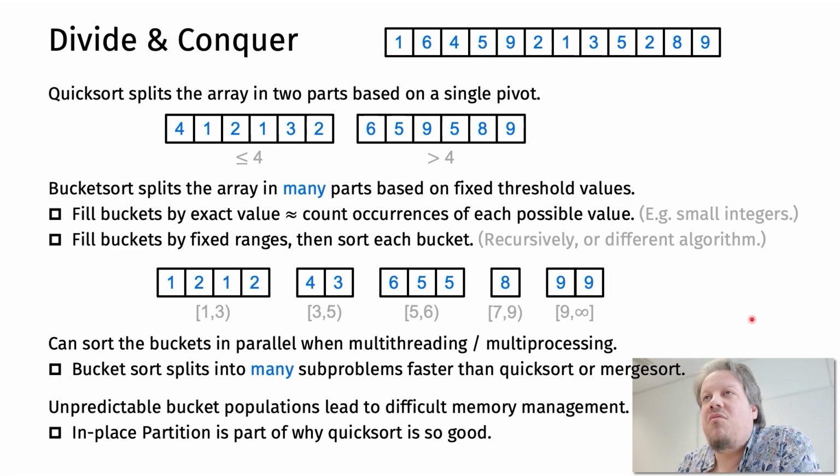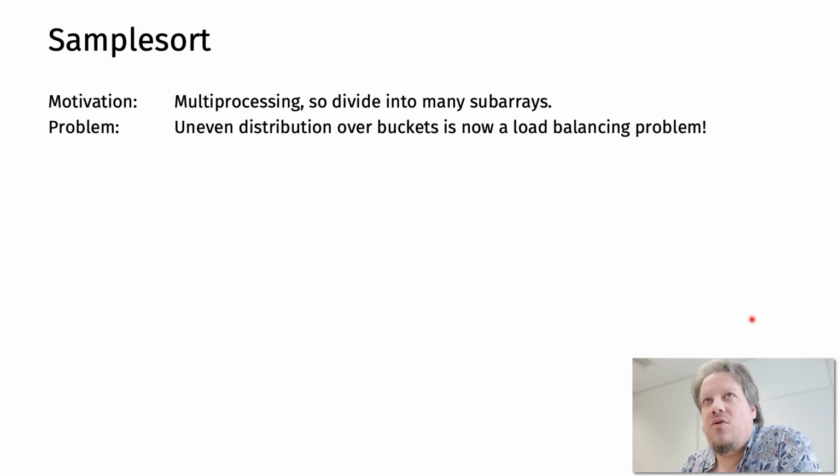This even becomes a memory management problem. One of the things that makes quicksort so good is that partitioning on a single pivot lets us put the small ones to the left and the large ones to the right and have the entire thing be in place. But that's not really going to work for us anymore once we bucket sort into many buckets. But we'll think about that later. First, let's get to sample sort itself.